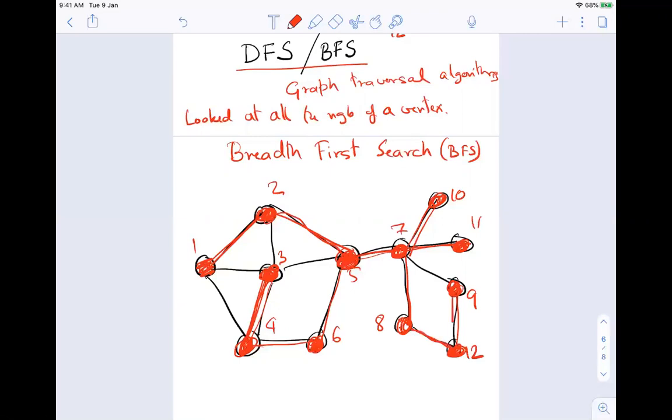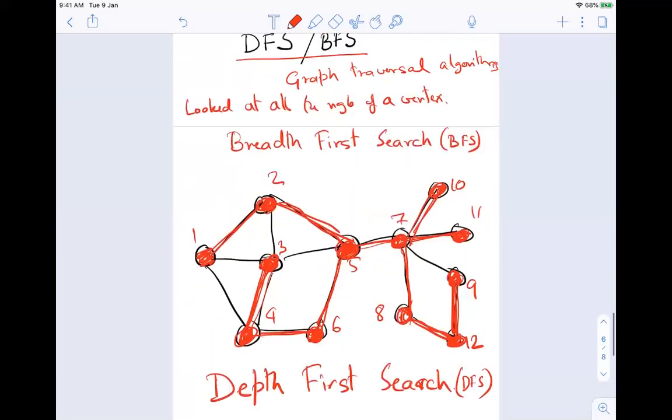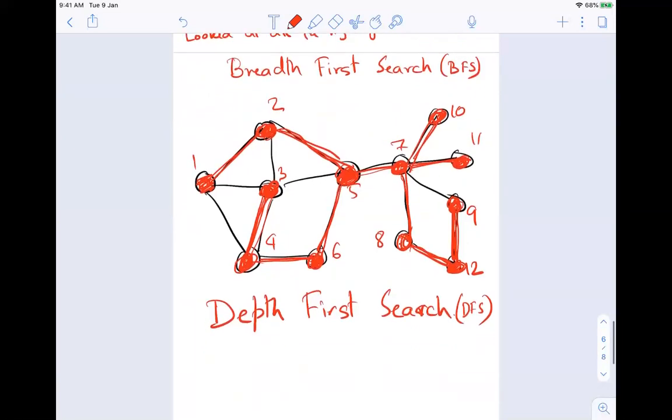Again, note that the red vertices, that is, the red edges, also form a tree. But here we are traversing in a slightly different way. We are basically going down the depth as fast as we can. So that's why this is called depth first search, DFS. And this also has the same runtime of order n plus m.